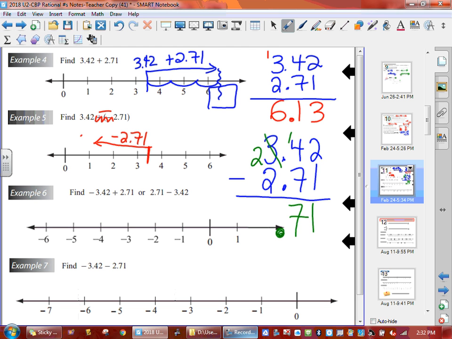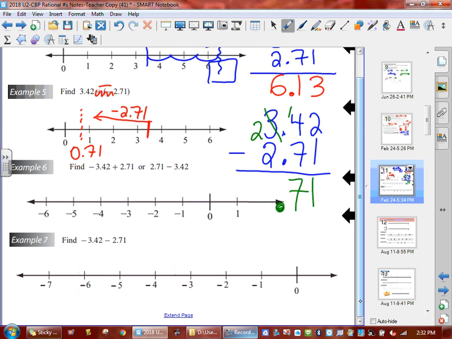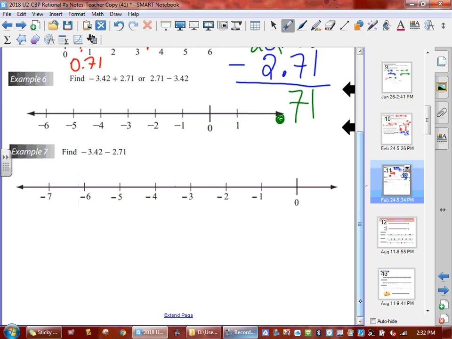Okay? All right. Example 67. Let's take a look at those. Moving it up. Now, look at it 2 different ways. You can start from this negative number and add that, or you can start with the big number and subtract the other one. It doesn't matter which way you do it, you're going to get the exact same answer. So, if I start at the negative number, I'm going to be over here, and then I'm going to add 2.71.